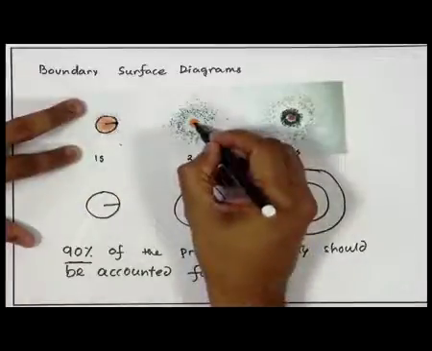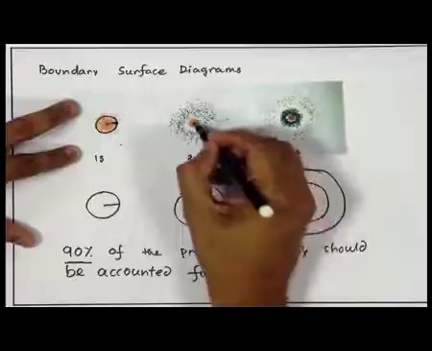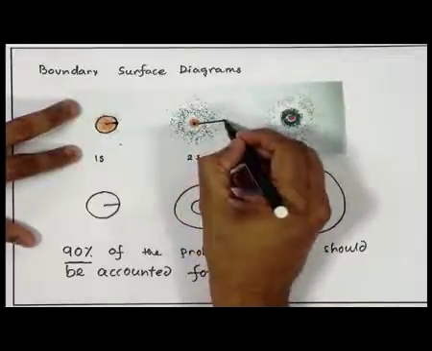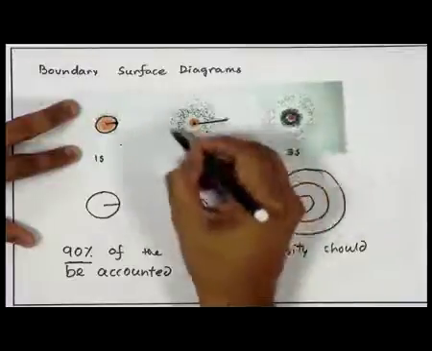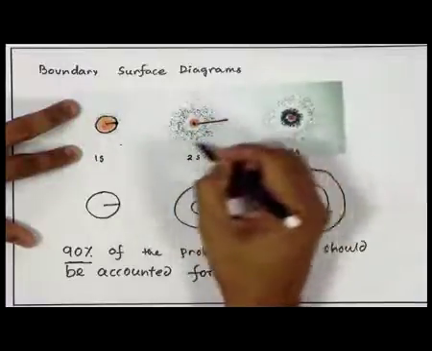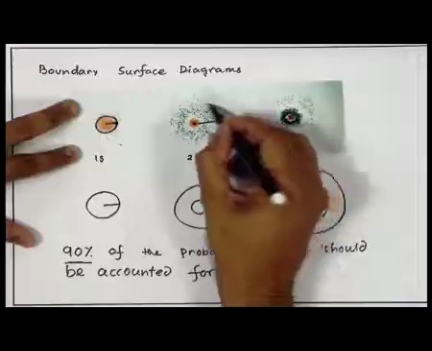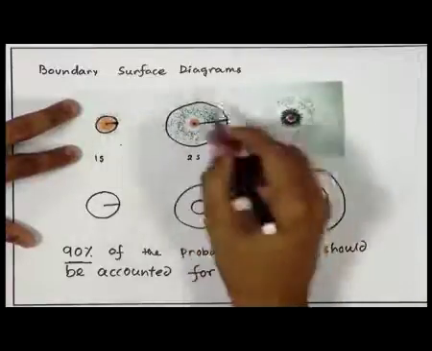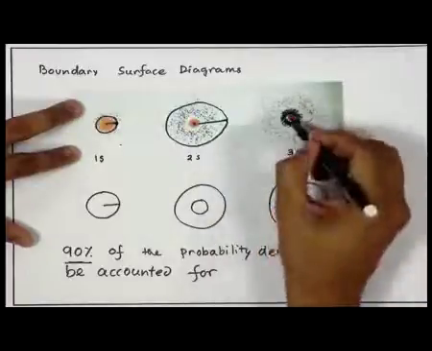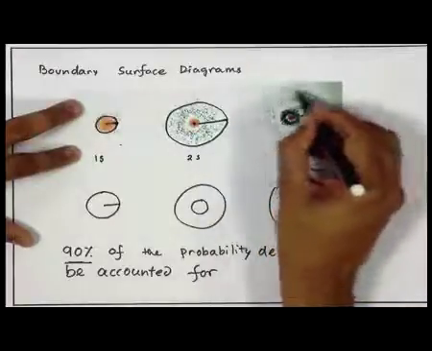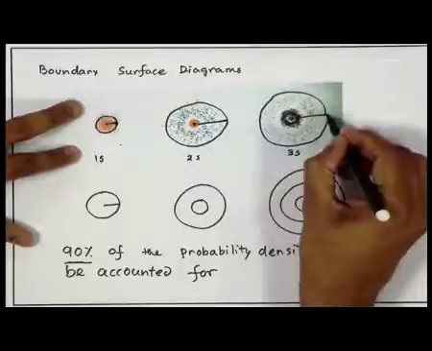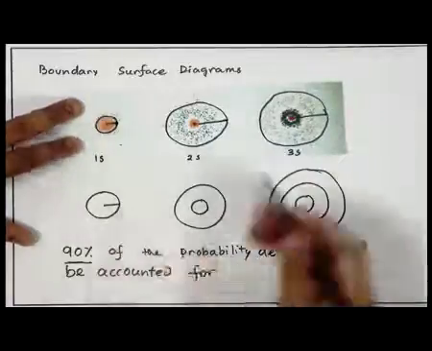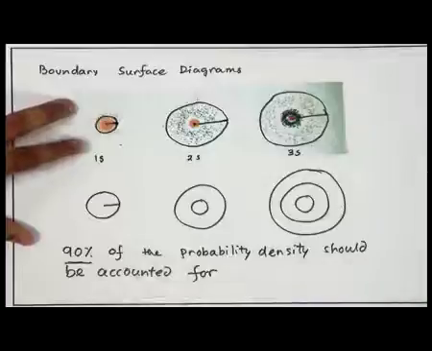Similarly, when I look at the 2s orbital, I start from the nucleus and I go on, and then I see at this point I have accounted for 90% of the electron's location. So, I say okay, this is my bound region. So, this becomes the boundary surface diagram for 2s, and similarly for 3s I do this.